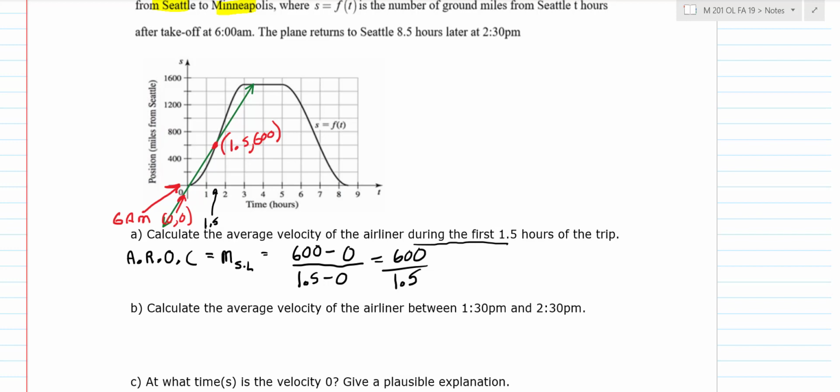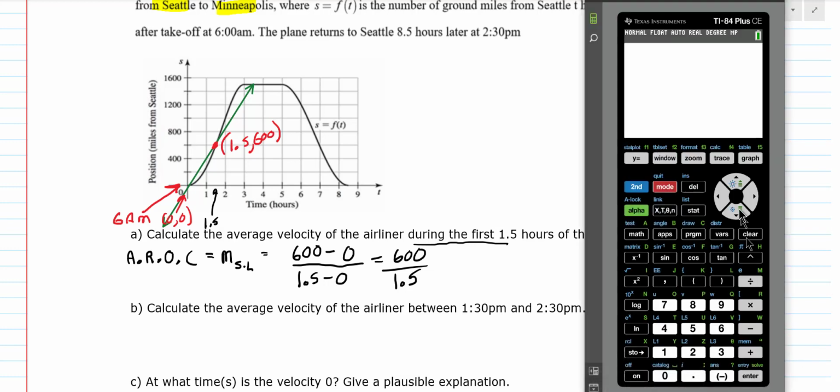All right, let me get my calculator. Okay, like magic, up pops my calculator. So 600 divided by 1.5 would give you the average rate of change. That would be 400. So that average velocity would be 400, and this is in miles per hour.